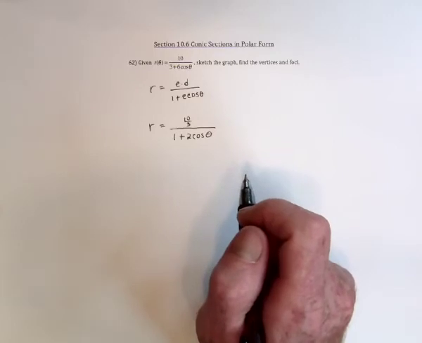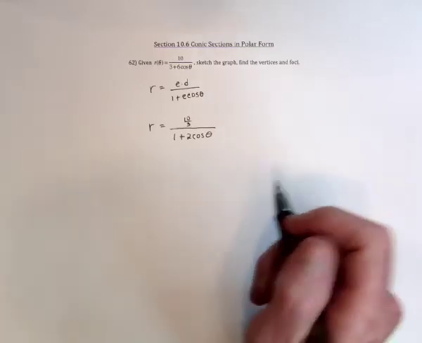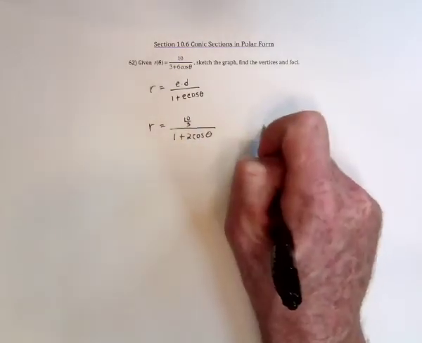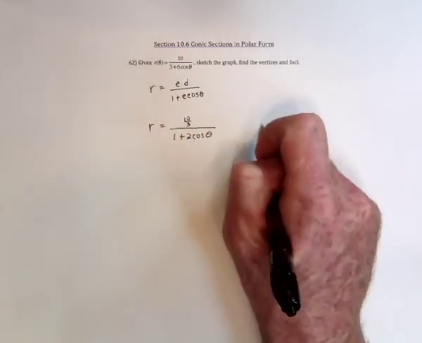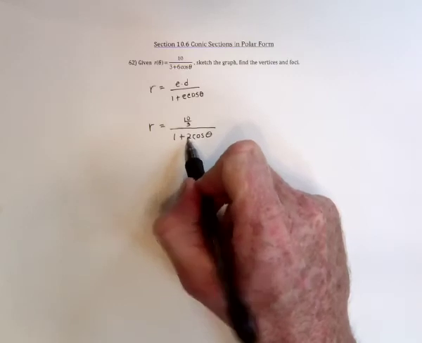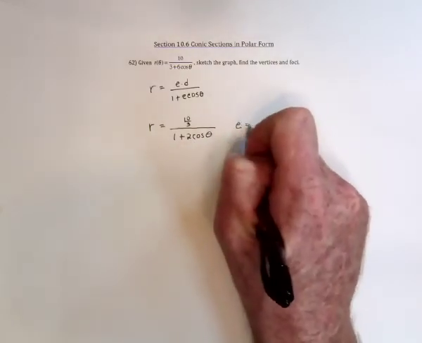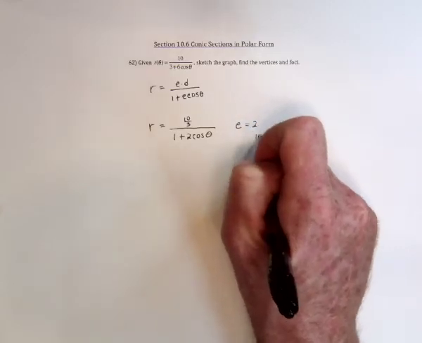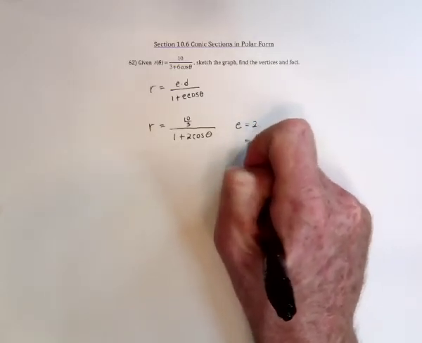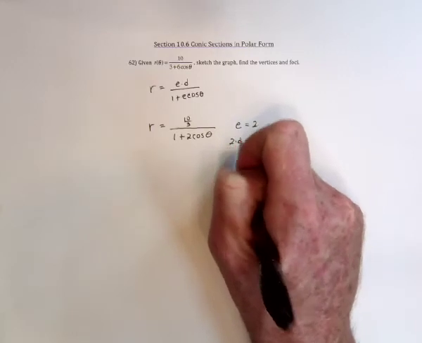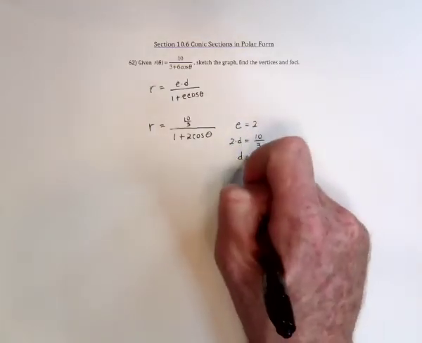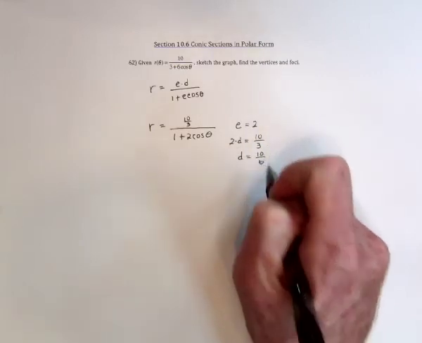So next what we do is say, well, this is E times D, and we know right here that E is 2, so the eccentricity is 2, and if E times D equals 10 thirds, we would have, replacing the E, that D is equal to 10 sixths.